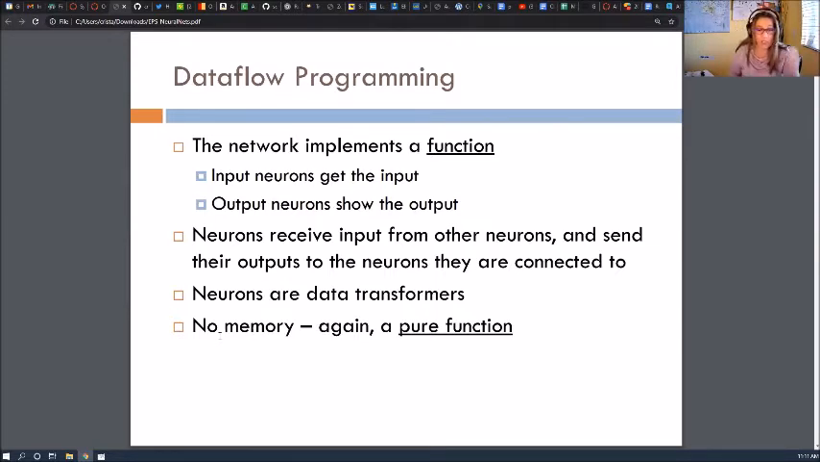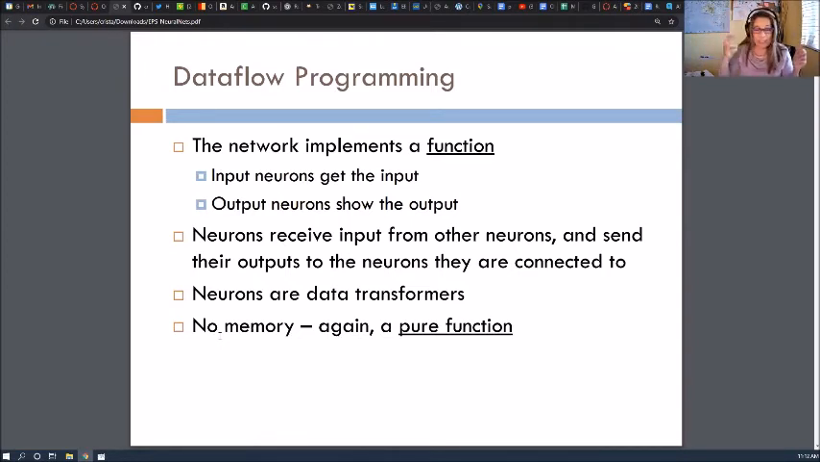Right, so what does that mean, having no memory? It means that it's a pure function. A network is a pure function. You give it an input, it spits out an output, but then that's it. The network does not remember anything, right? You give it another input, it spits out another output. It does not remember, in principle, what happened before.